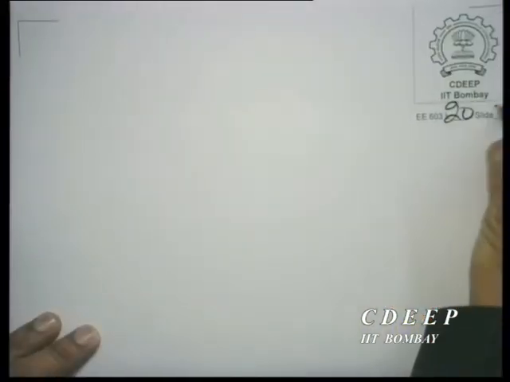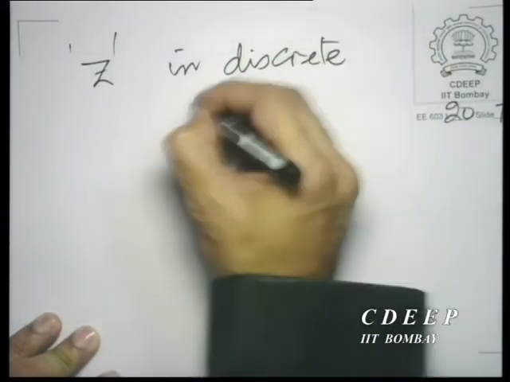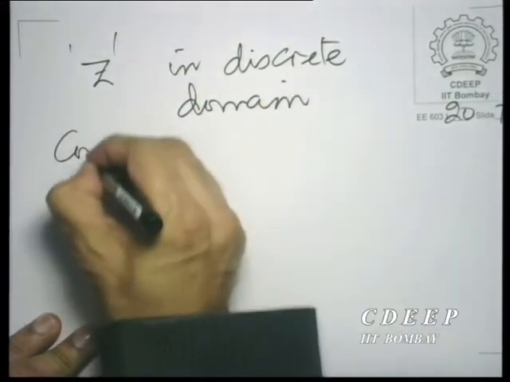In contrast, the variable Z or the complex variable Z in the discrete domain relates to shift, to movement. When we multiply a Z transform by Z inverse, we are shifting the sequence by one step forward, and when we multiply it by Z, we are shifting it by one step backwards. So, Z corresponds to shift. Is that right? Let us make a note of that. Z in the discrete domain corresponds to shift.